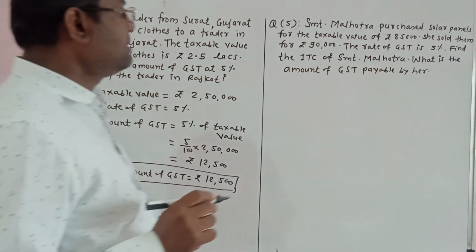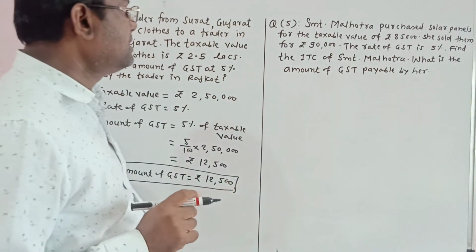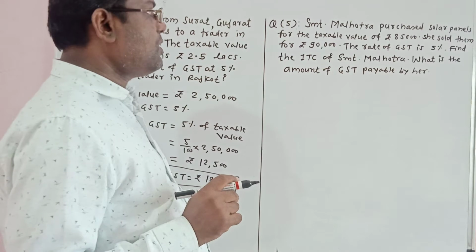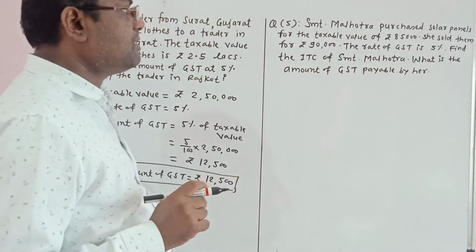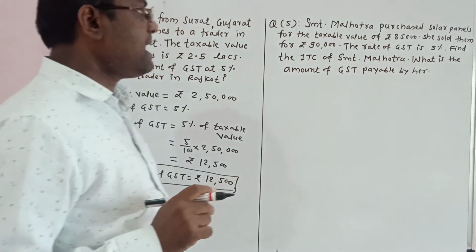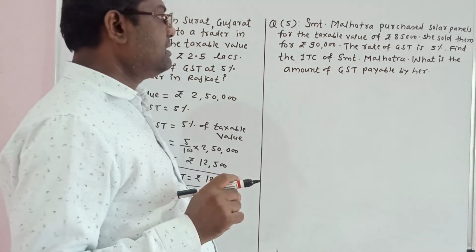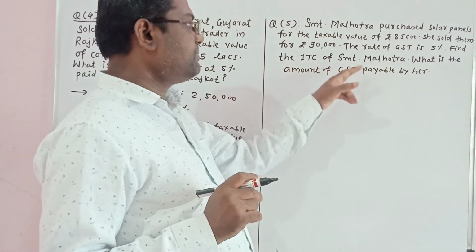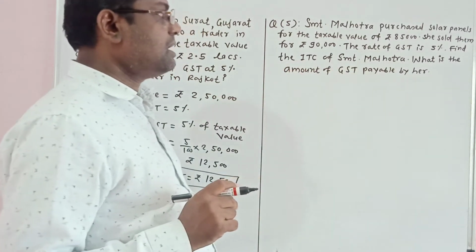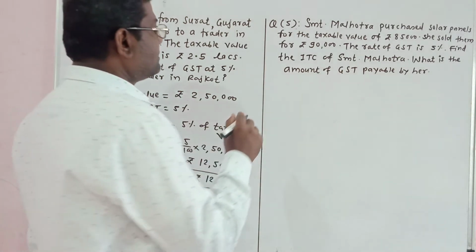Example number 5. Srimati Malhotra purchased solar panels for the taxable value of rupees 85,000. She sold them for rupees 90,000. The rate of GST is 5%. Find the ITC of Srimati Malhotra. What is the amount of GST payable by her?